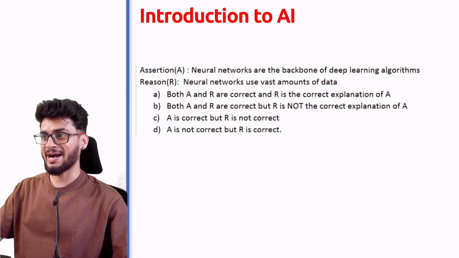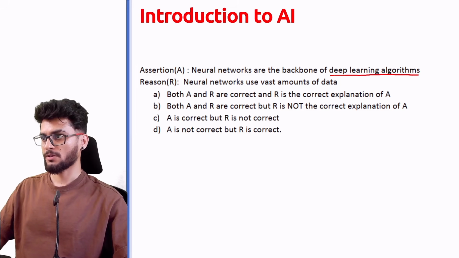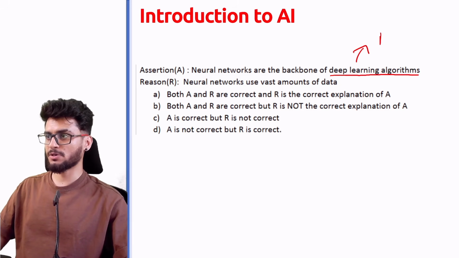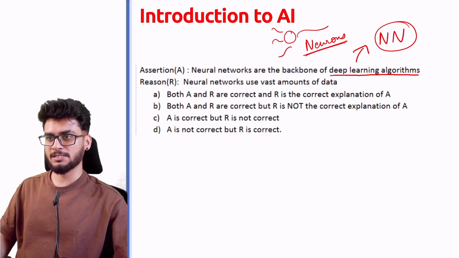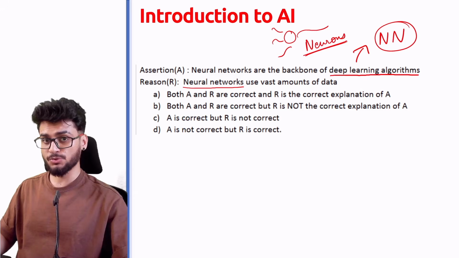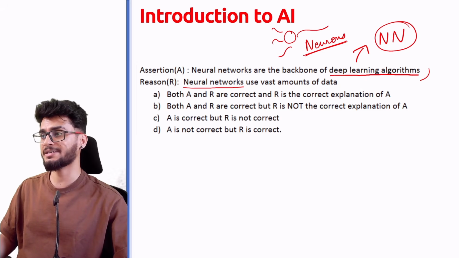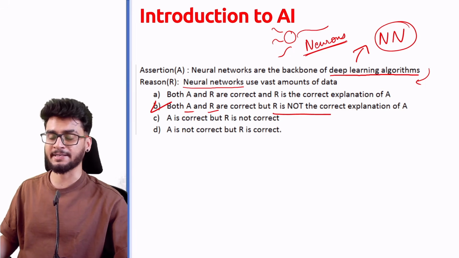Neural networks are the backbone of deep learning algorithms. So when we talk about deep learning, you have to understand that it is built entirely from neural networks. If you remember what neural networks are, they actually represent the human brain cells or neurons. And the reason is neural networks use vast amounts of data. Yes, neural networks do use a lot of data, but it is not the correct explanation for this. So both A and R are correct, but R is not the correct explanation.